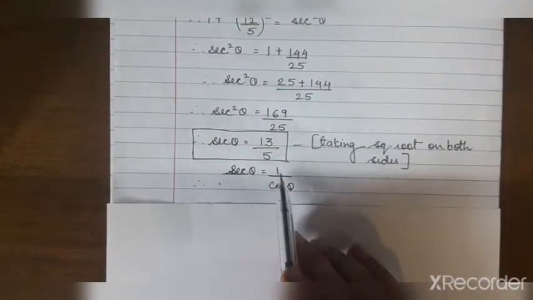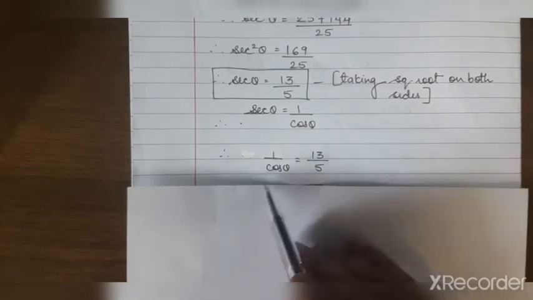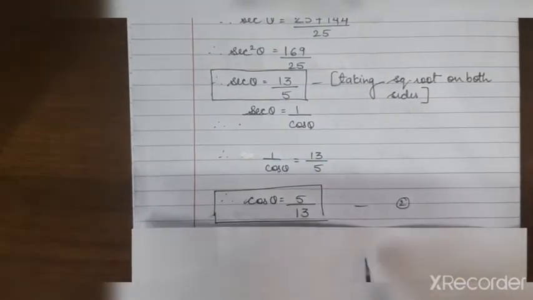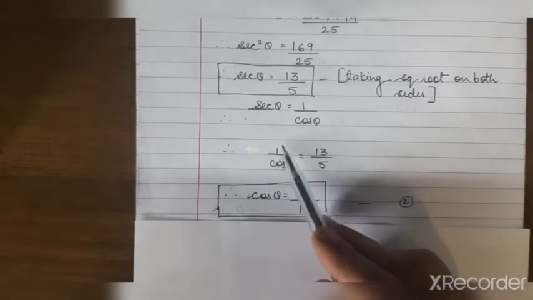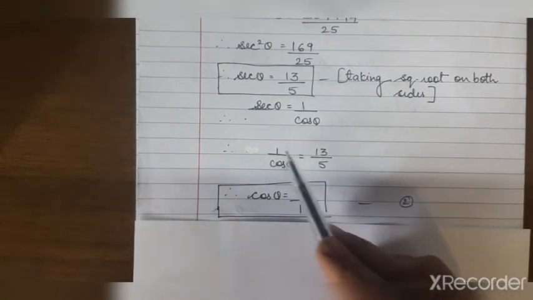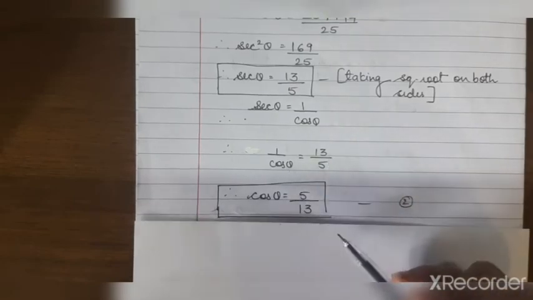So sec theta we have written as 1 upon cos theta. Okay, so sec theta is 13 upon 5 which is equal to 1 upon cos. Okay, and therefore cos theta becomes 5 upon 13. We are just reversing this. So we have to reverse this also. 1 upon cos is 13 upon 5. So cos is 5 upon 13.